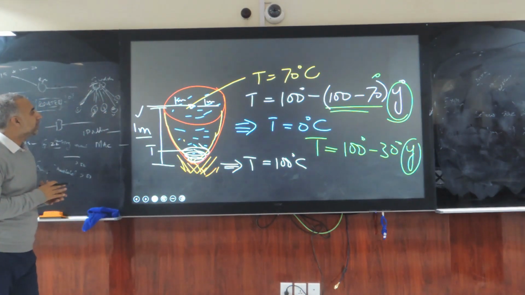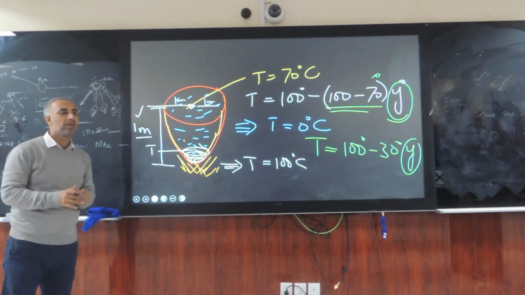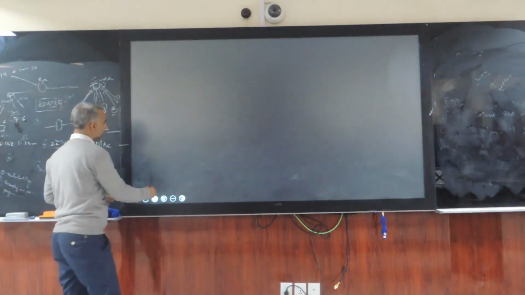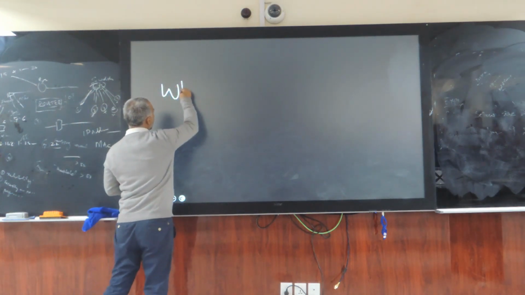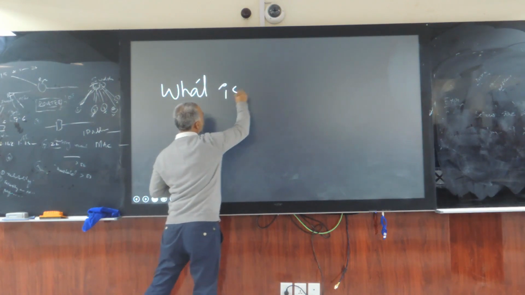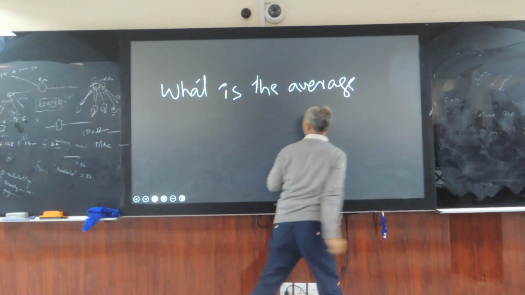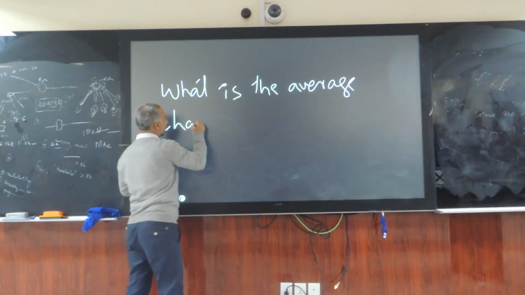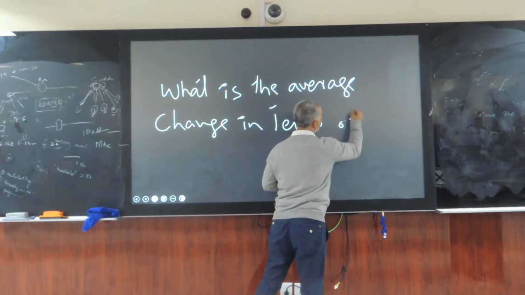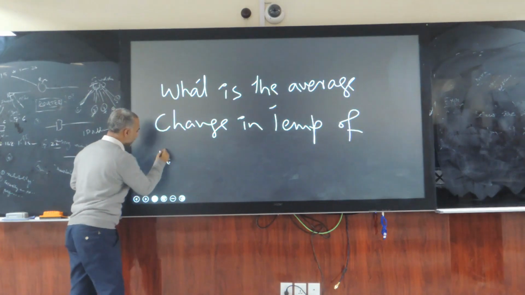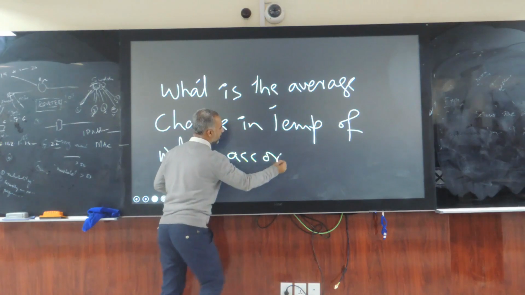Average change in this water temperature can be done in two ways. One is the ordinary way. The question here: what is the average change in temperature of water according to the given condition?